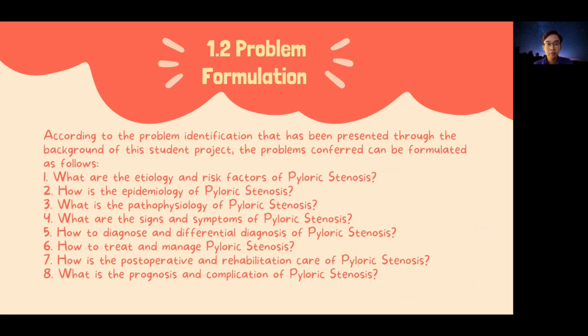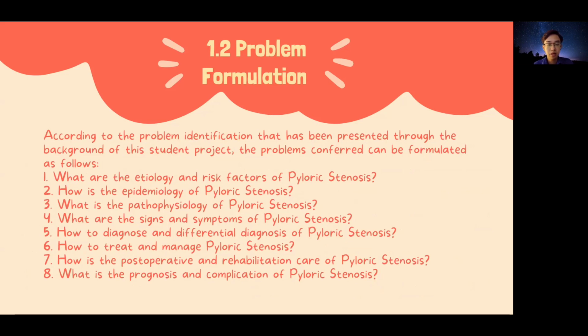And then the problem formulation. According to the problem identification that has been presented through the background, the problems can be formulated as follows, 8 questions. Number 1, what are the etiology and the risk factors of pyloric stenosis? Number 2, how is the epidemiology of pyloric stenosis? Number 3, what is the pathophysiology of pyloric stenosis? Number 4, what are the signs and symptoms of pyloric stenosis?